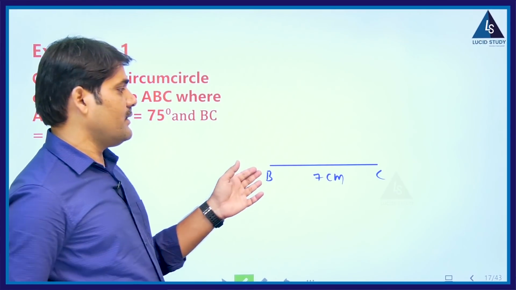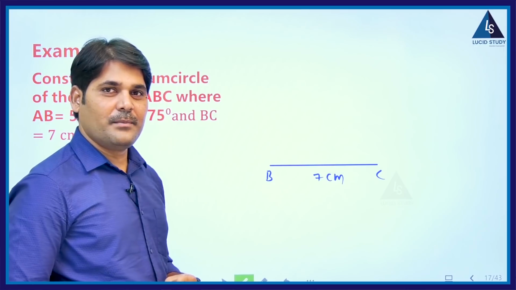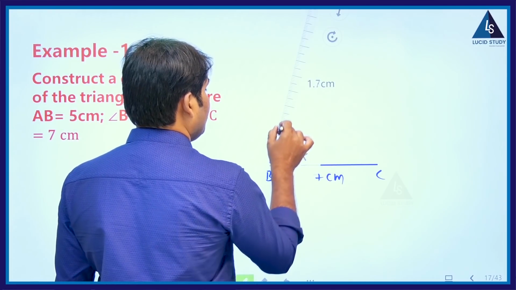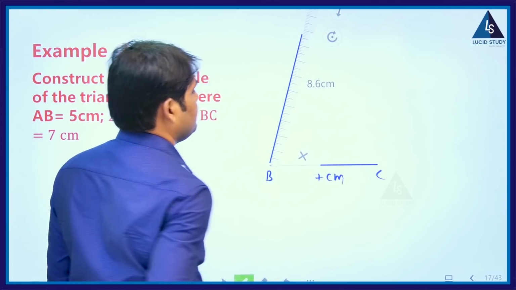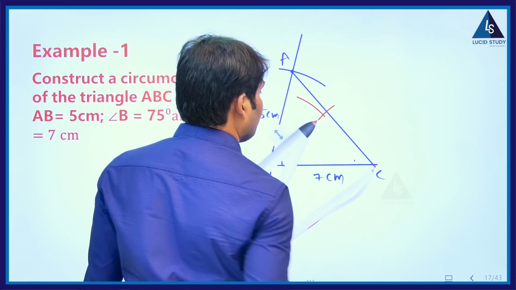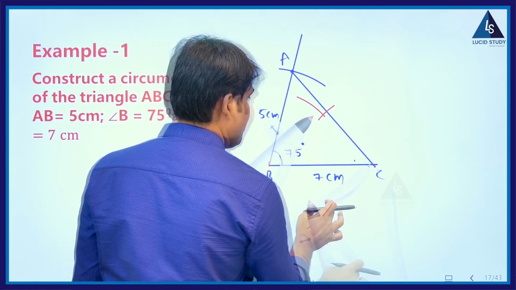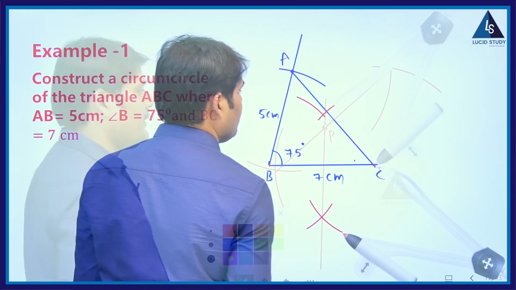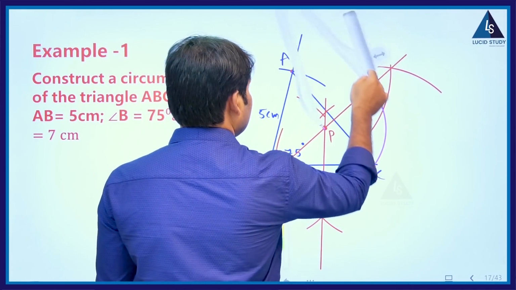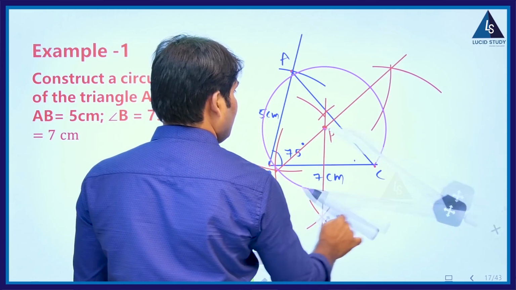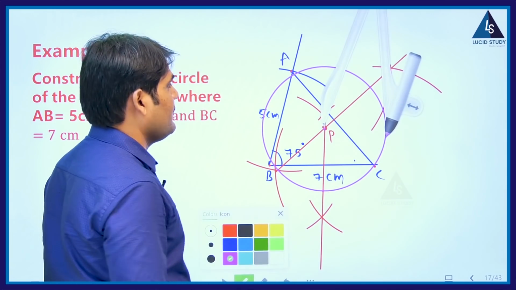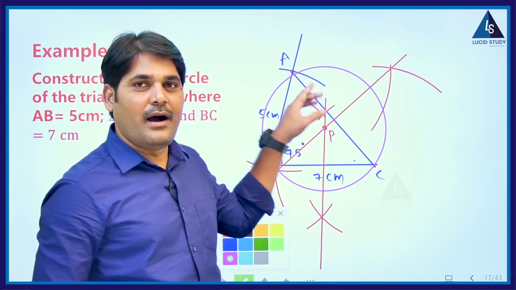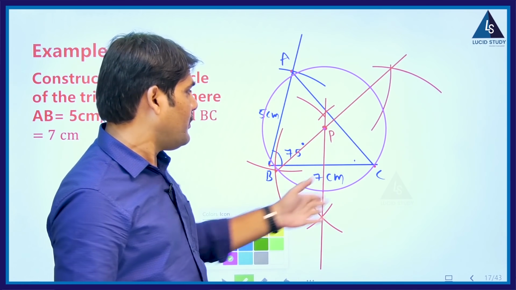Now angle B is given as 75 degrees. So at 75 degrees from B, I will draw a line. Now I am trying to cut this arc, by placing here only, cut this arc also. Now if you draw, so see, this circle will pass through all the 3 given points.